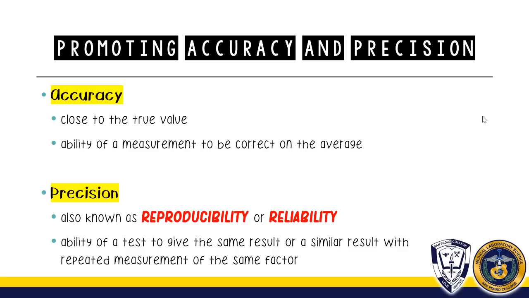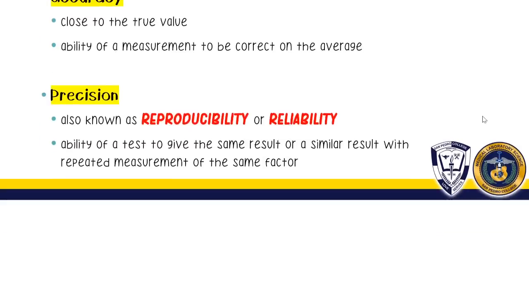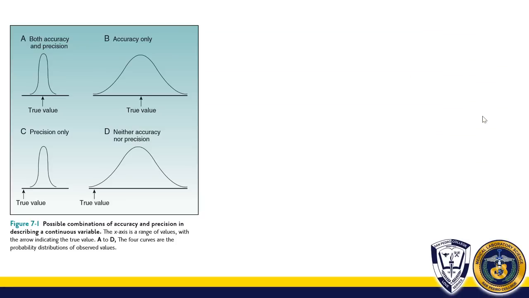Now, to give you an idea on the difference between accuracy and precision, take a look at this first. Now, this is with regards to your Gaussian bell curve, di ba? Familiar naman yun kaayo mo ani. Now, let us take a look at letter A na figure. This Gaussian bell curve, as you can see, refers to having both accuracy and precision.